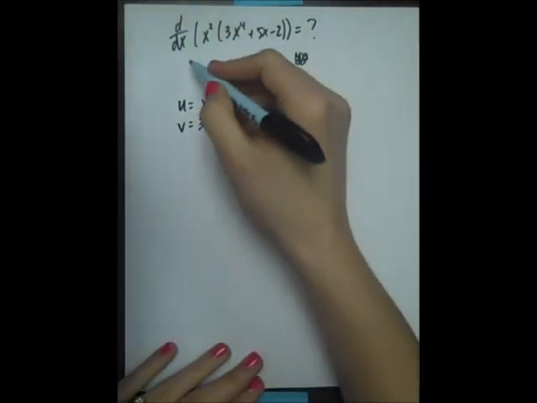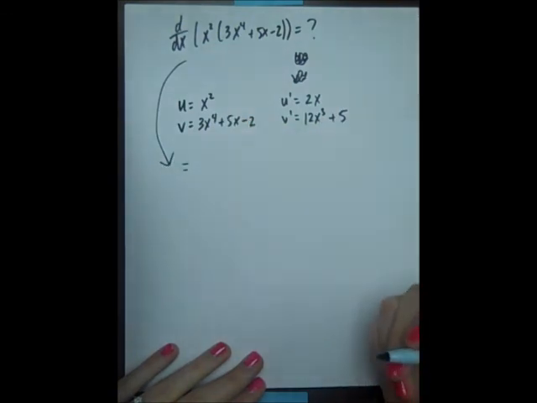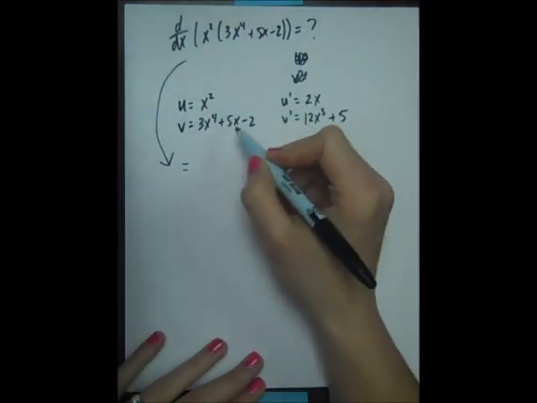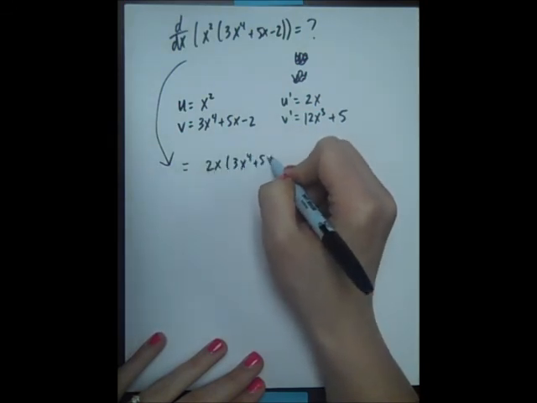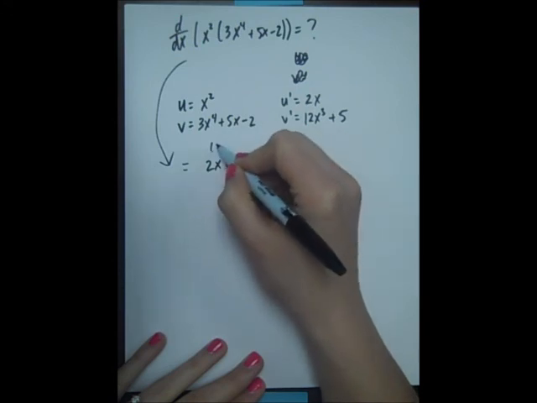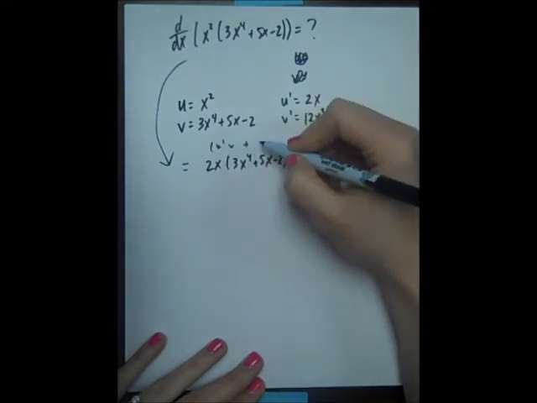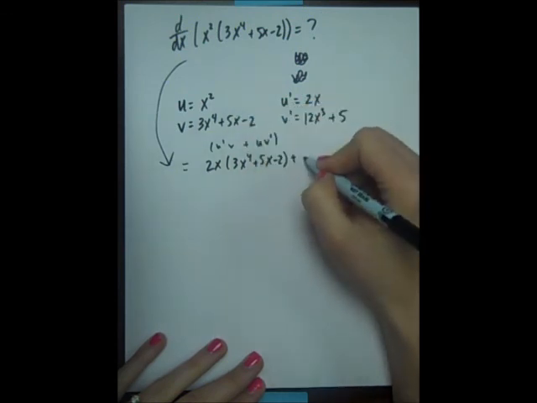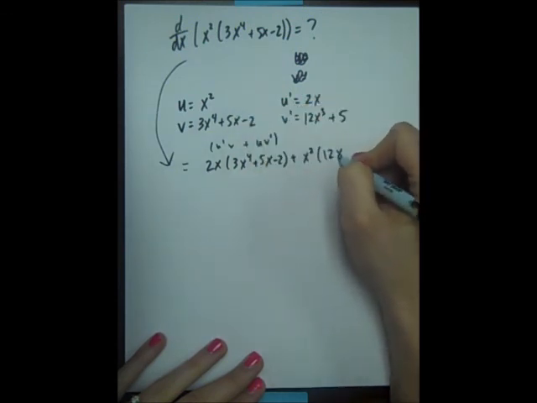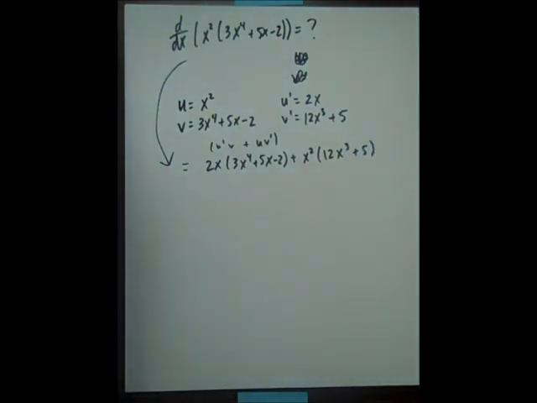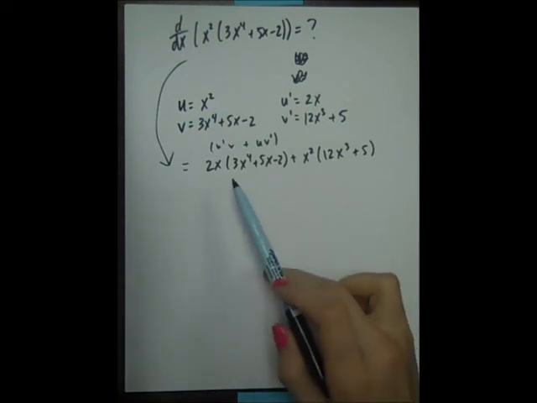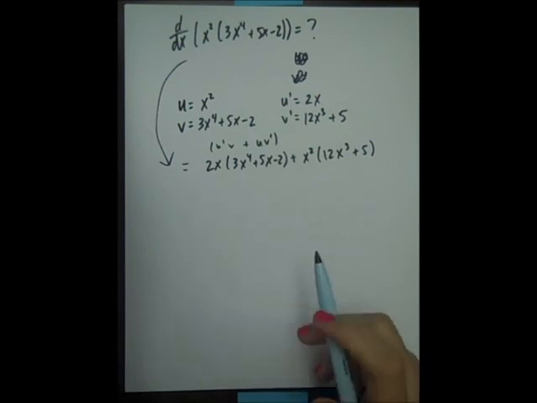Now to find the derivative, all I do is plug it into my formula. So in my head I'm thinking u prime v plus u v prime. So u prime is 2x times v, plus u, which is x squared, times v prime, which is 12x cubed plus 5. So that would be my derivative. You could simplify it if you want to, collect like terms, or we could just leave it as it is. It's actually easier to see the u prime and v here if you leave it as is. So that's an example of the product rule.